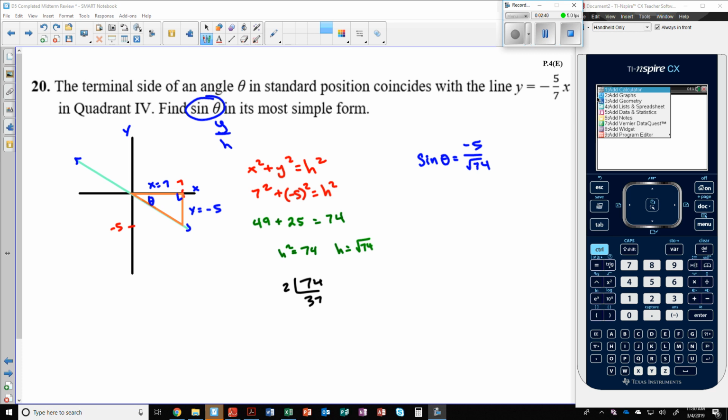If you were in AP Calculus, they'd give you credit for this because that's mathematically the right answer. But we're not. We're in pre-AP, pre-cal. So what I would actually do here is I want to simplify or get the radical out of the denominator. And so that's how you do it. You multiply by the square root of 74 on top and bottom. And so sine theta would equal negative 5 square roots of 74 all over 74. And that would be my answer here.